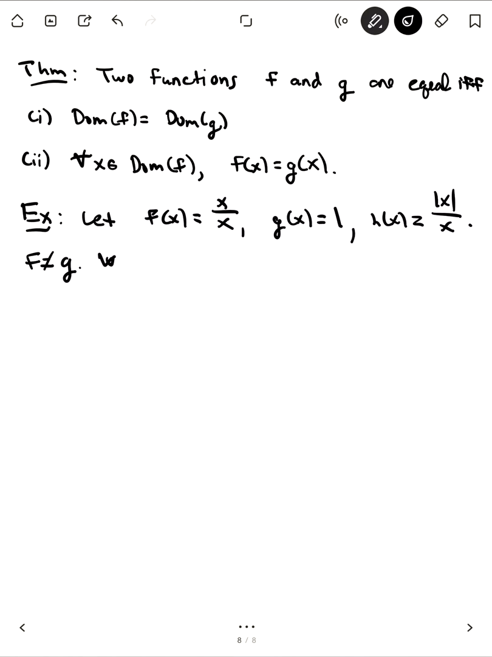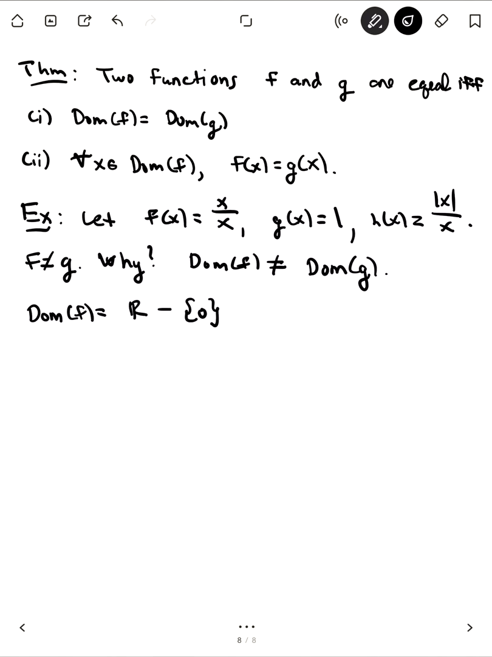Why? Because the domain of f does not equal the domain of g. In particular, the domain of f is equal to the real numbers minus 0. You cannot plug in 0 into the structure of f of x because then the universe is going to explode. And the domain of g is in fact all the real numbers. And so the theorem above tells us that these two functions cannot be equal.